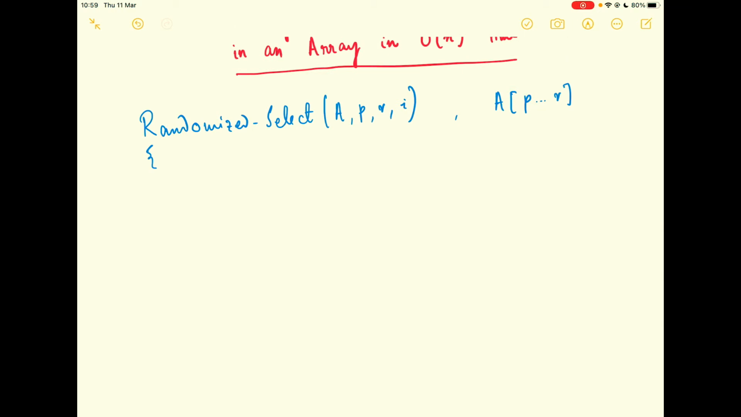It will be a recursive algorithm. The idea is we will pick a pivot uniformly at random from A[P] to A[R], and then based on that pivot we do a partition like quicksort, and then depending on i and on where the pivot element appears after the partition, we will search in one of the two subparts. Okay. So let's first write the base case.